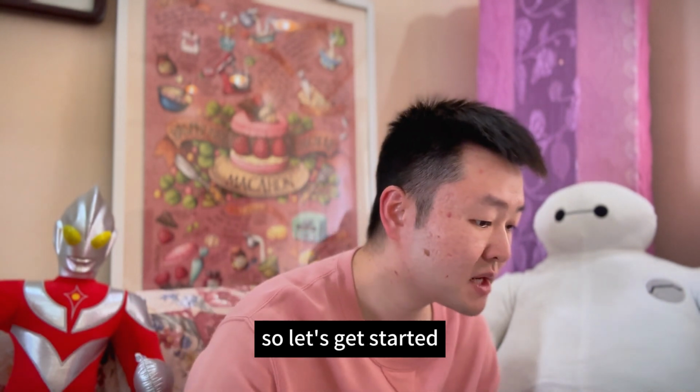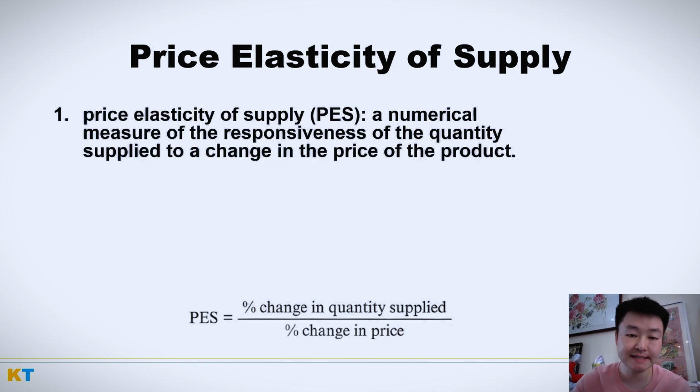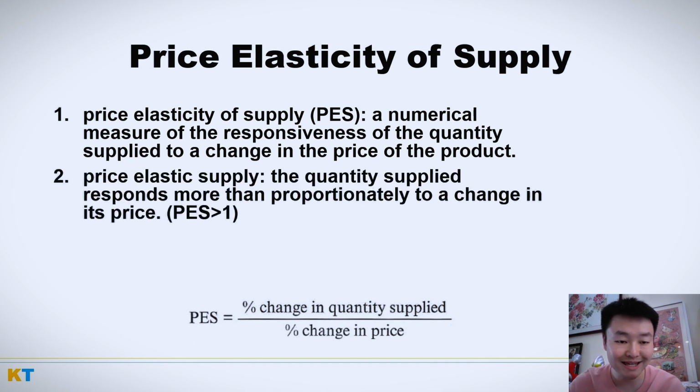So let's get started. The definition of price elasticity of supply is that it's a numerical measure of the responsiveness of the quantity supplied to a change in the price of the product. The question we are asking is, for a given change in price, can a supplier provide more goods or services to the market? If the answer is yes, we say the good has a price elastic supply, meaning the quantity supplied responds more than proportionately to a change in its price.